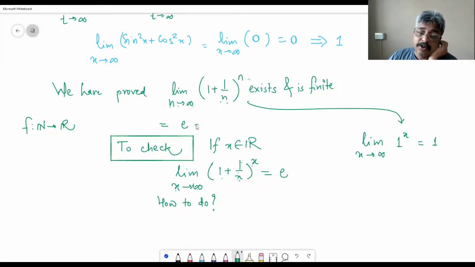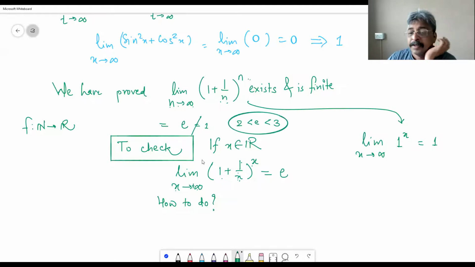So, is e equal to 1? But no, this is not equal to 1. We said e is between 2 and 3. Therefore, this is not same as this. Then what is the difference? See, 1 raised to x is not an indeterminate form. 1 raised to x is 1, for whatever value of x you put, it doesn't matter.